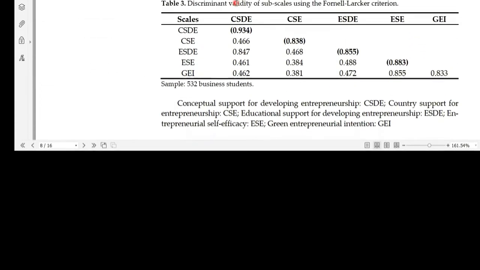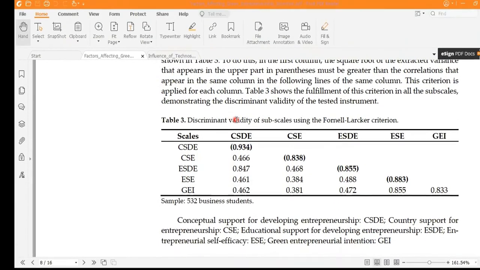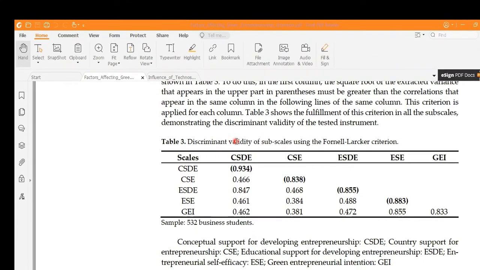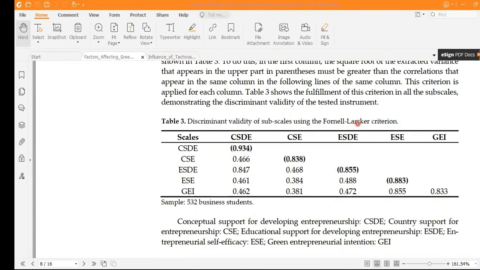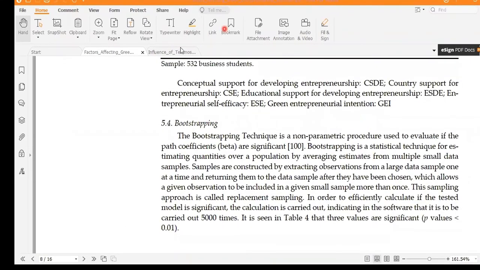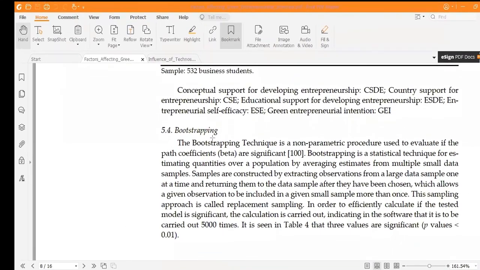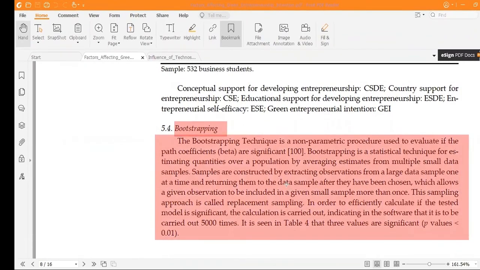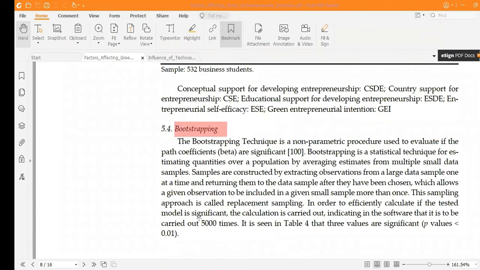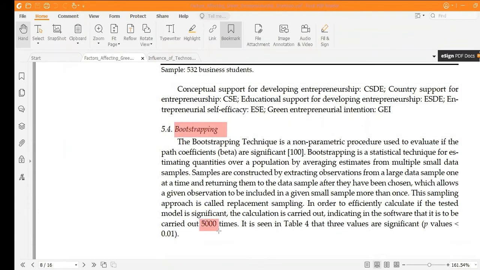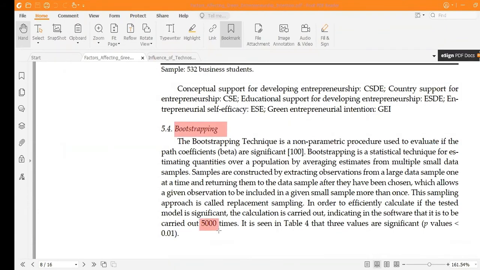So I've discussed the discriminant validity of the service scale through the Fornell-Larcker criterion. And then we are reaching our desired thing: bootstrapping. Here some good detail is given, and the authors have used 5,000 times bootstrapping. It takes much more time, probably 10 or more than 10 minutes.